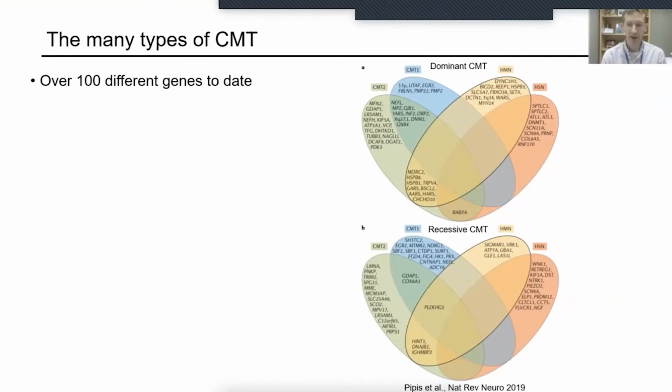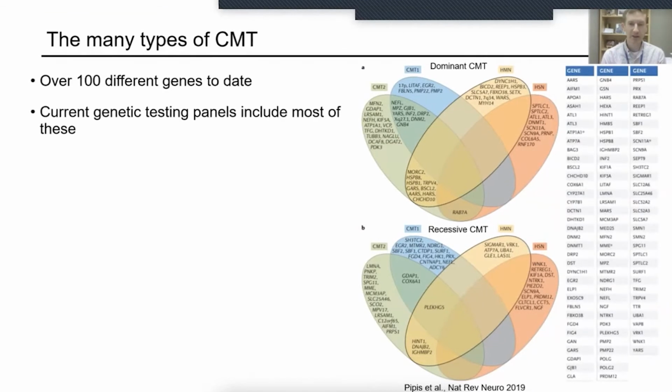But over the past 20, 30 years, there's been a huge increase in the number of genes identified, and we're still always finding more. Even in the past couple of years, some relatively common forms of CMT have been described only recently. So there may still be a big chunk of CMT that we have yet to discover, but it's hard to predict.